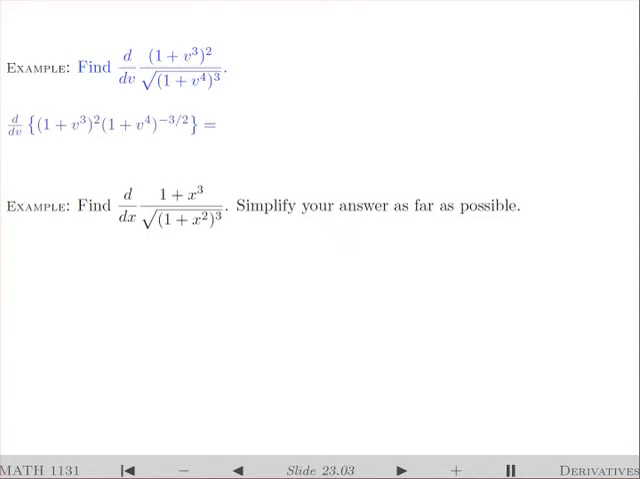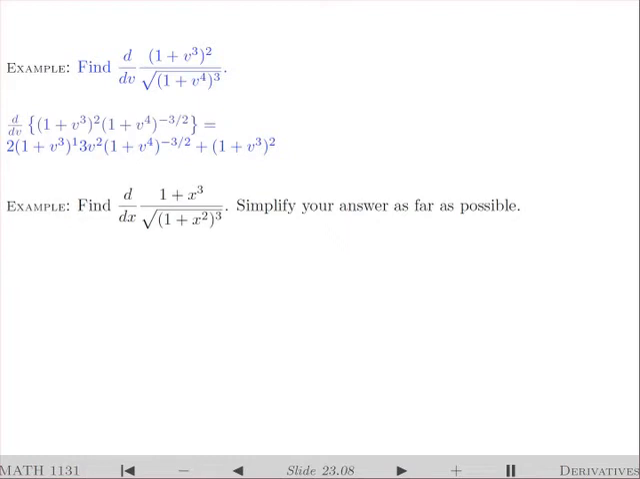Now I just use the product rule. So let's start by differentiating the first factor. The first factor here is (1 plus v cubed) to the power 2. Since it's a power of a function, I have to use the power rule and chain rule. First I differentiate for the exponent 2, which gives me 2 times (1 plus v cubed) to the power 1. I should multiply it by the derivative of the inside. The inside is 1 plus v cubed. Its derivative is 0 plus 3v squared, times the second factor, (1 plus v to the power 4) to the power negative 3/2, plus the first factor, (1 plus v cubed) to the power 2.